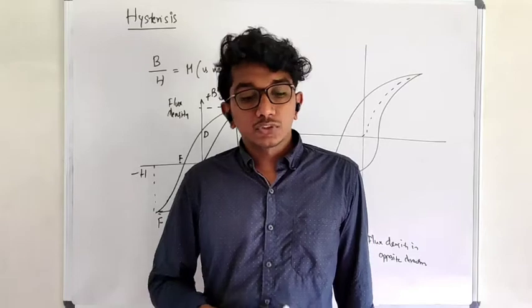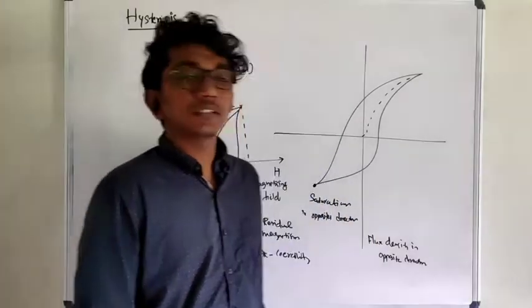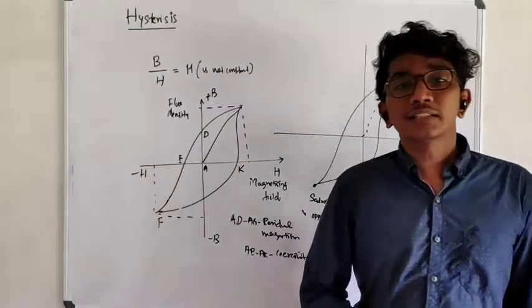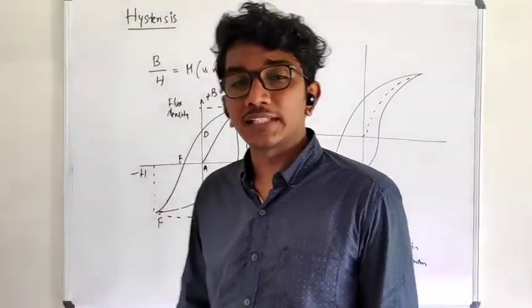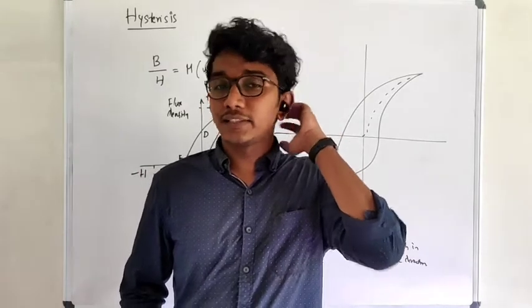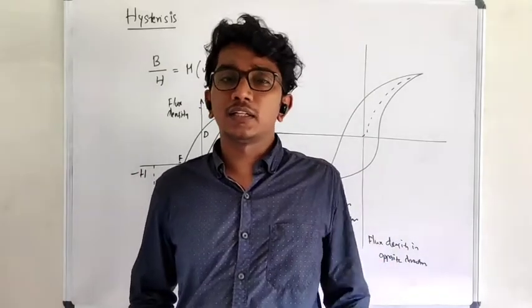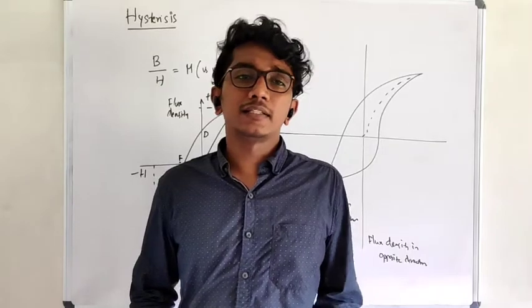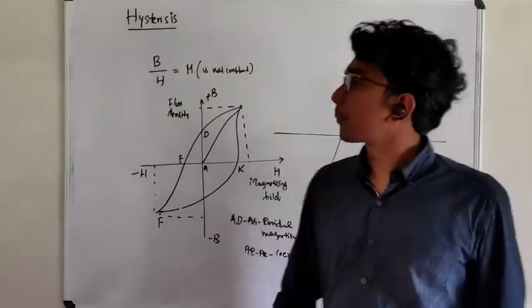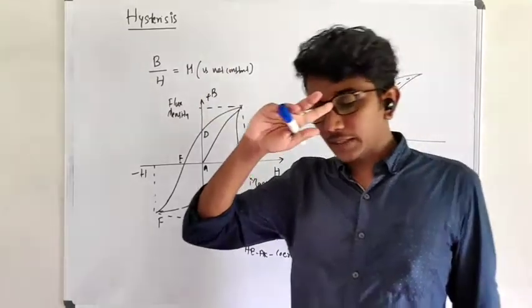So today we are going to talk about hysteresis, or you might have heard the word hysteresis loop. In the previous session, we were discussing the types of magnetic materials, like ferromagnetic, paramagnetic, and diamagnetic materials, right? This is one of the important topics related to ferromagnetic materials.